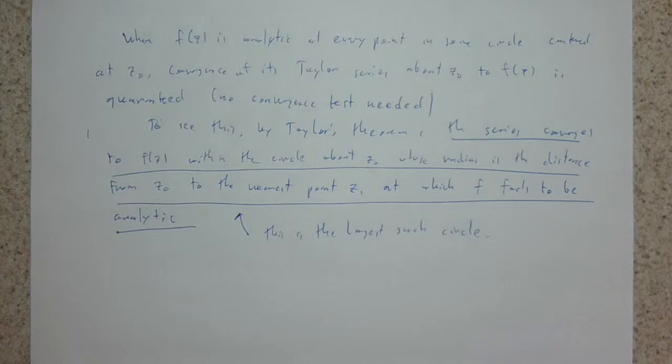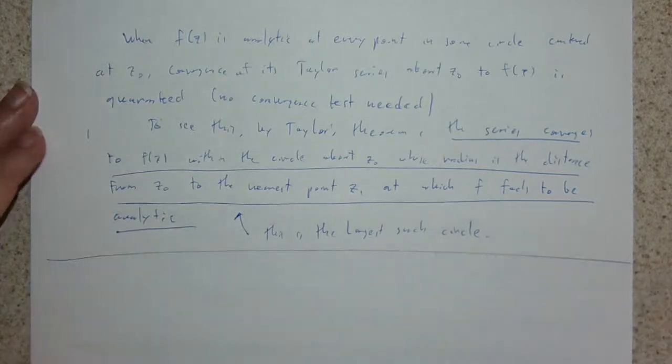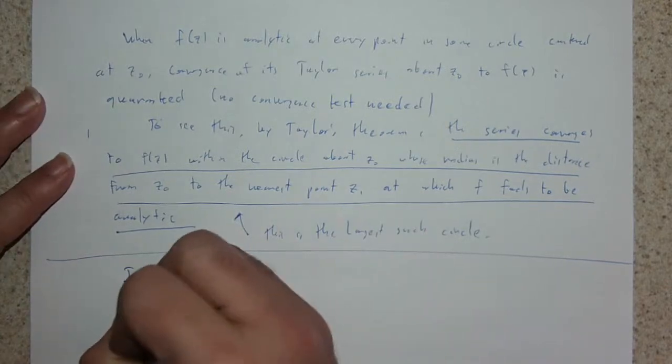So if you like, this allows you to fill out your plane with the largest circles possible on which a given expansion about a point z naught converges to f of z. So even though I'm not going to do the proof, the way that the proof goes is similar in spirit to the way that it goes in Calc 2, which is that first you actually show it for an expansion about 0. Okay, so idea of the proof.